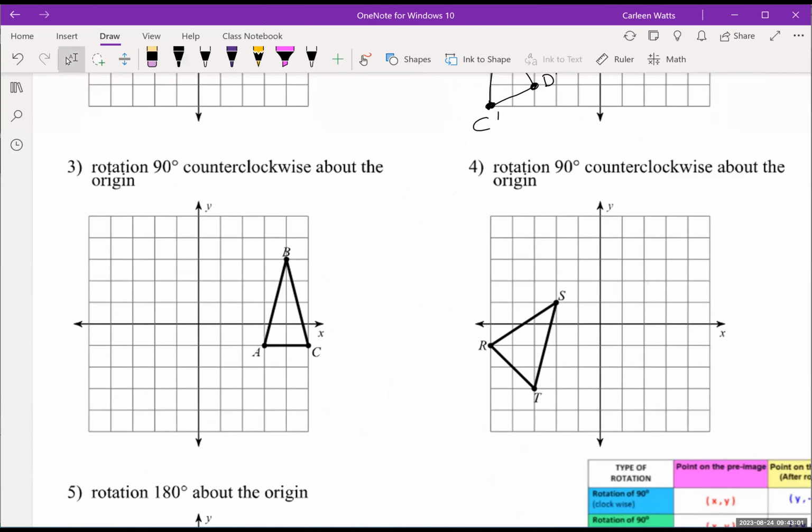Okay, this one is harder to visualize. Rotation 90 degrees counterclockwise. Now we know a clock goes this way, so counterclockwise is going to go opposite from what your clock does. Unless everyone has digital clocks and then we don't see the little hand going around. So when you come to my classroom, look at my clock. Okay, counterclockwise.